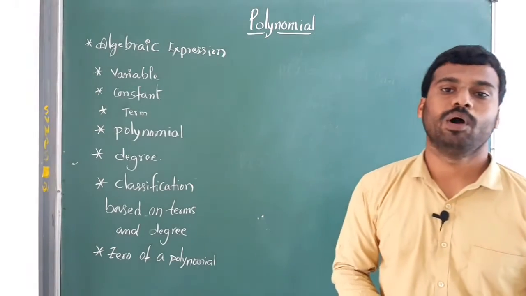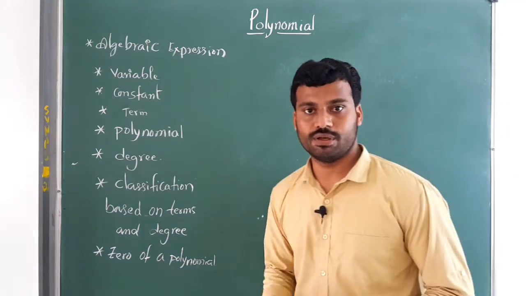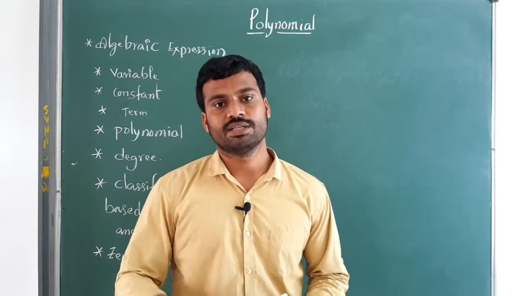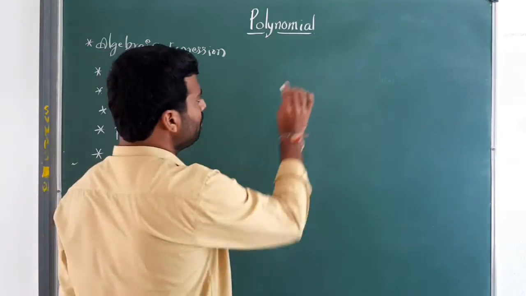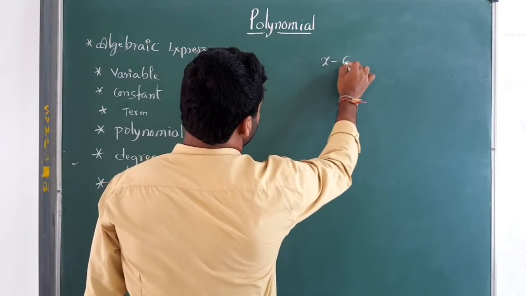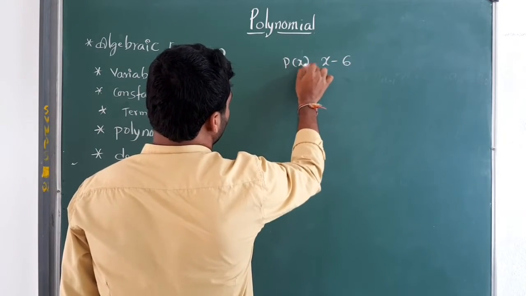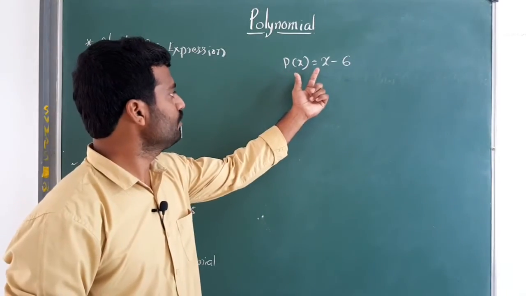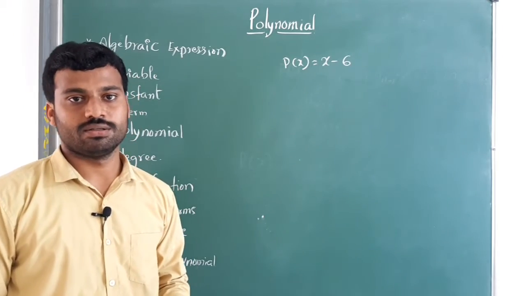So next is the zero of a polynomial. For this I will take one example and solve it, then we will come to know. Now what is the zero of the polynomial? For that, what simple example will I take? x minus 6. Is it a polynomial? Yes, it is a polynomial. P of x is equal to x minus 6.